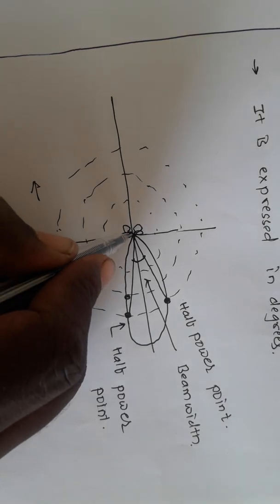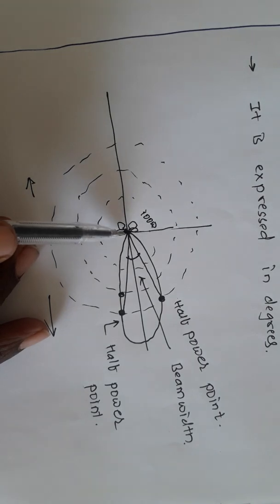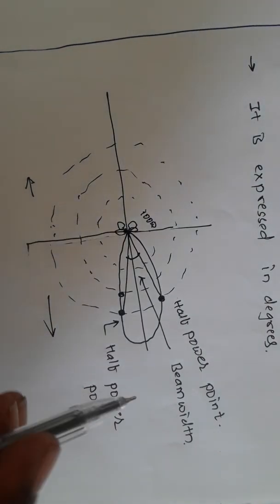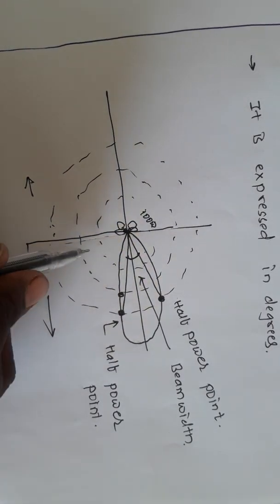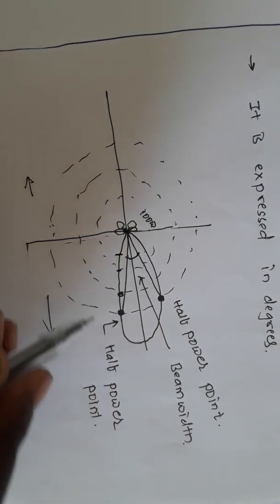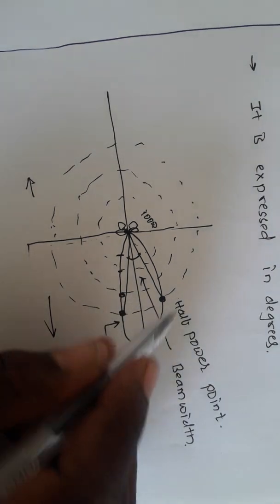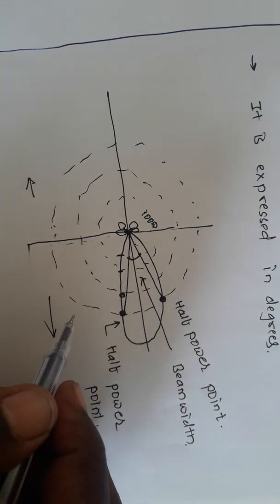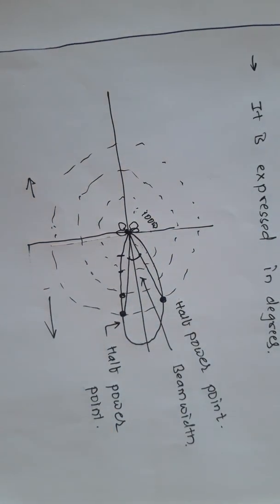Now suppose I am transmitting a 100 watt signal from here, and I am measuring the received power at each and every point. Suppose at this point, what is the power, at this point, what is the power. For each and every point on this radiation pattern, I measure the received power, because the transmitted power is 100 watt, and at some points I will get a power that is exactly 50% of the transmitted power.